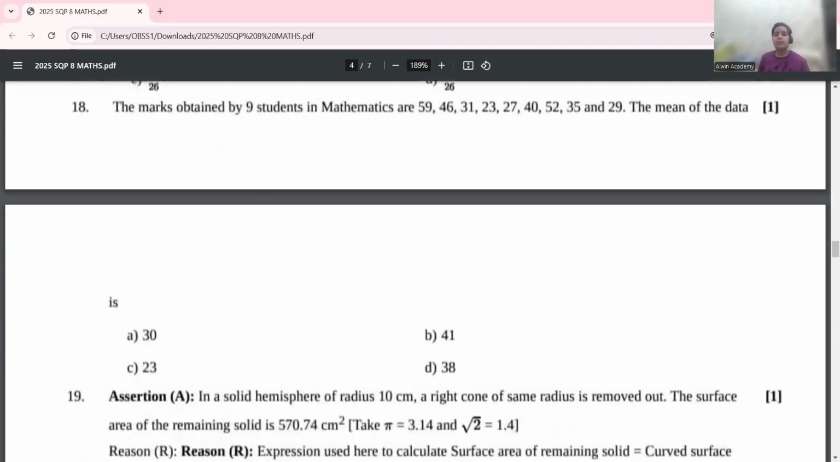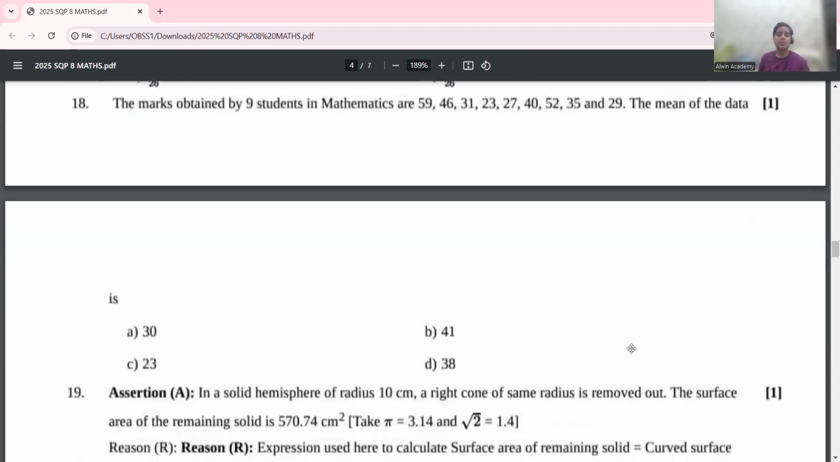Question number 18. The marks obtained by 9 students in mathematics are 59, 46, 31, 23, 27, 40, 52, 35, and 29. The mean of the data is. Now, to find the mean of the data, we'll sum these observations and divide by the 9 students, which was also given to us. The total would turn out to be 342. 342 upon 9 gives us 9 threes are 27 and 9 eights are 72. Option number D, 38.